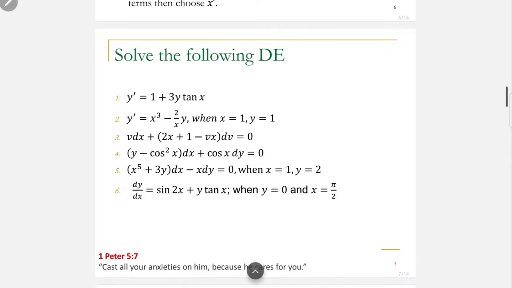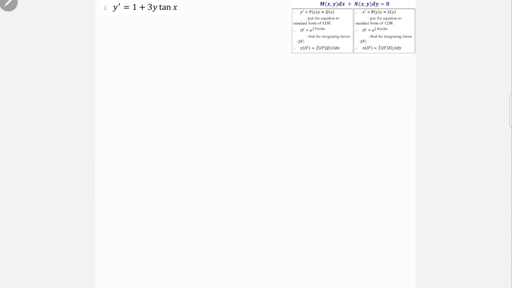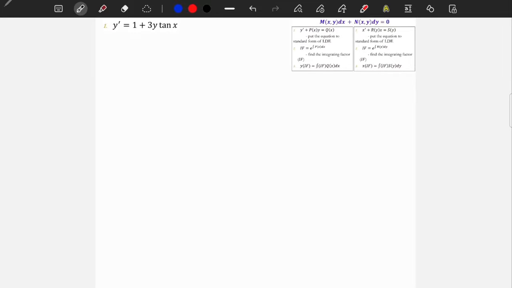Solve the following DE. So we have 6 examples. We will solve each item. Okay, let's start with number 1. Example number 1, we have y prime equals 1 plus 3y tan x. Our DE is already arranged, so we will follow the linear in y.